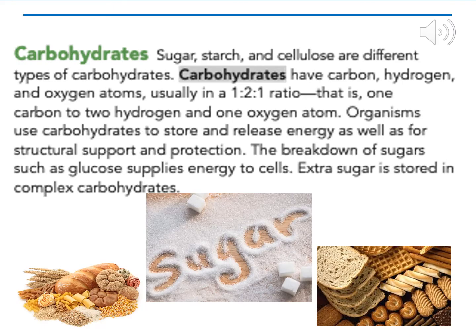Starch, sugar, and cellulose are different types of carbohydrates. Carbohydrates have carbon, hydrogen, and oxygen atoms, usually in a 1:2:1 ratio. That is 1 carbon to 2 hydrogens and 1 oxygen. Organisms use carbohydrates to store and release energy, as well as for structural support and protection. The breakdown of sugar, such as glucose, supplies energy to cells. Extra sugar is stored in complex carbohydrates.